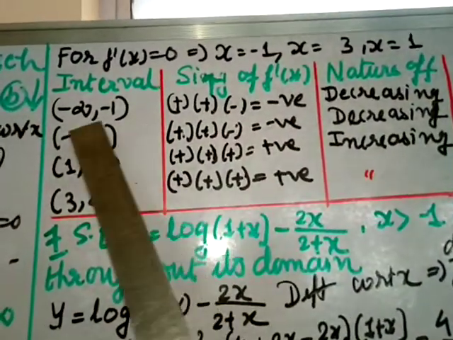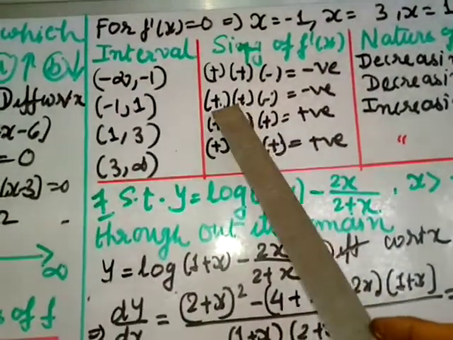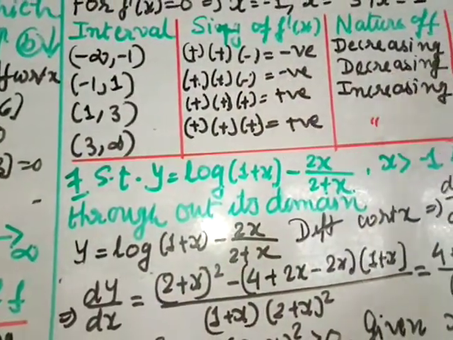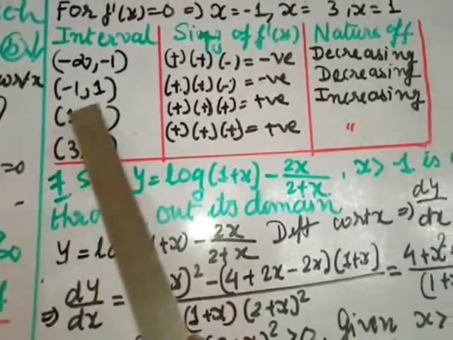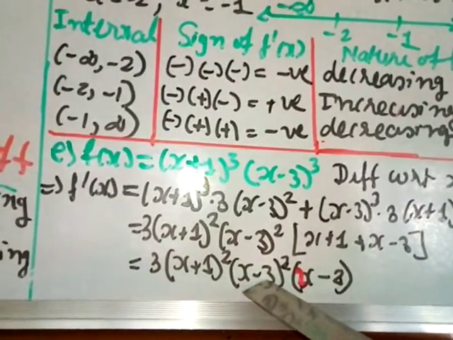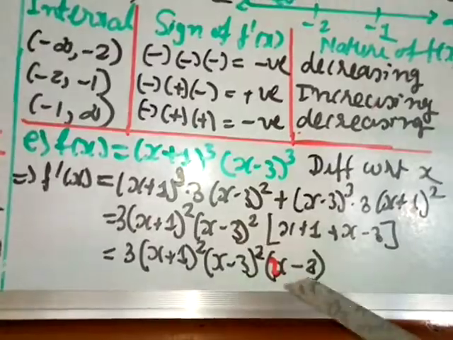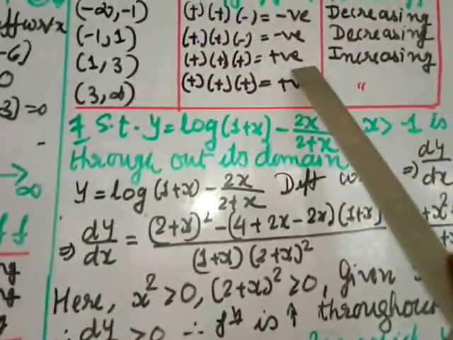So what I have written is positive, positive, negative, which is negative total, so decreasing function. Then from -1 to 1 you take 0. When you put 0, what you get is positive, positive, negative, that is negative, decreasing function. Then from 1 to 3, let us take the value 2. Put 2 here: this will be positive, this will be positive, and here you put 2, so 2 into 2, 4, 4 minus 2 is positive. So all 3 are positive, so again it is increasing function.